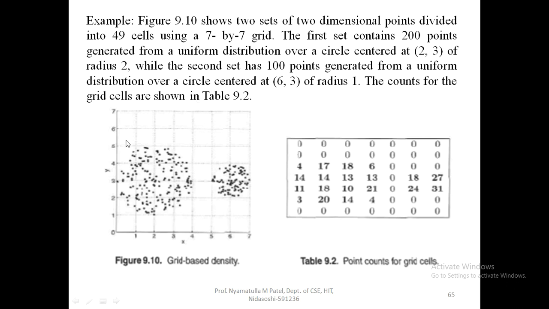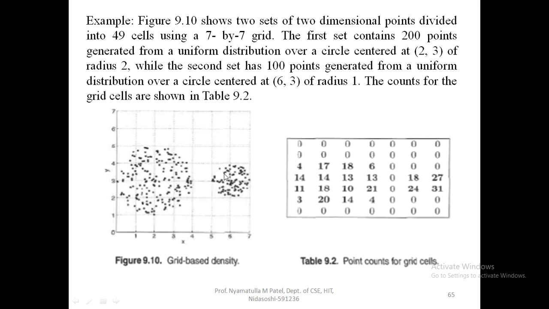The first set contains approximately 200 points generated from a uniform distribution over a circle centered at (2, 3) with radius 2. So here we have taken a circle with center point (2, 3). From this point we take a radius of 2, and all the 200 points are defined in this region.